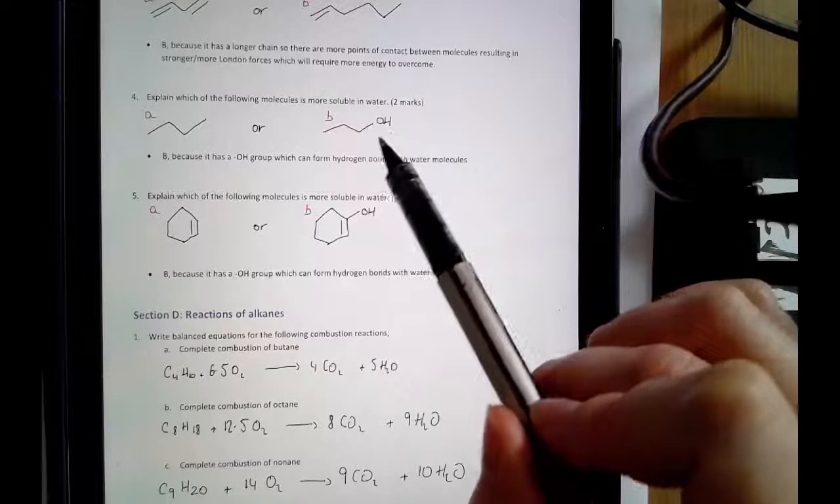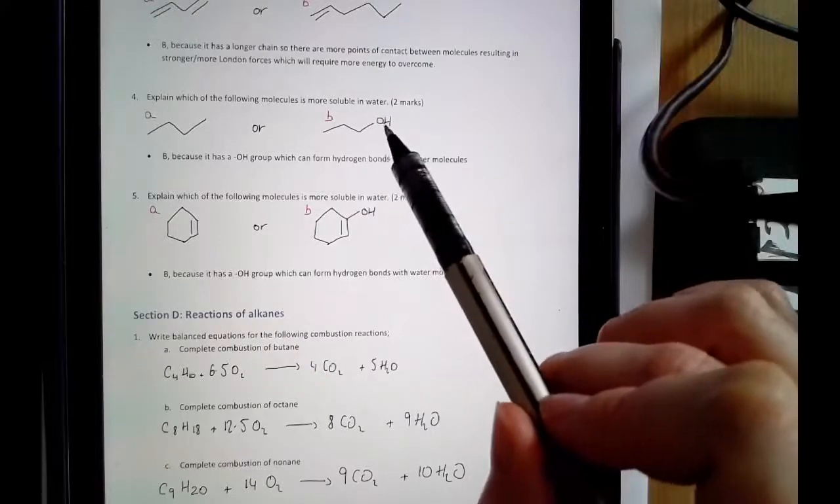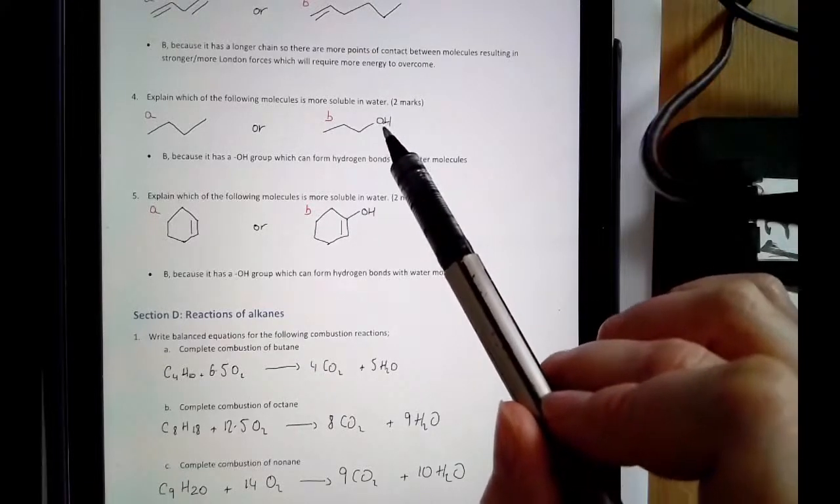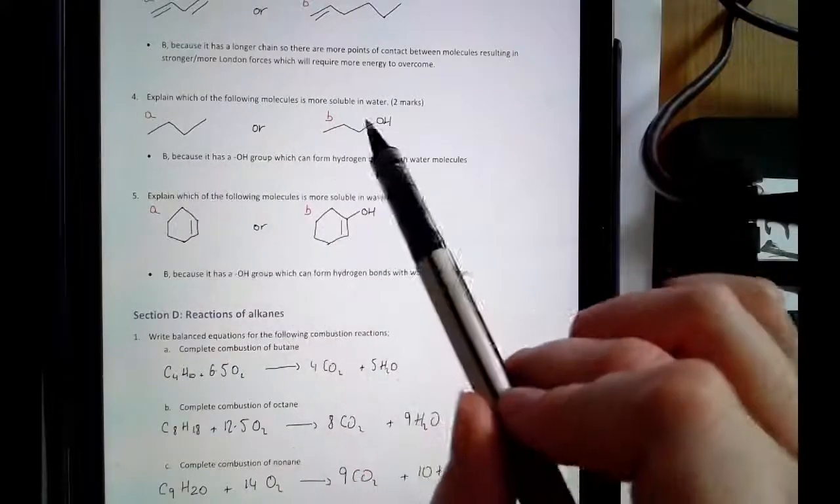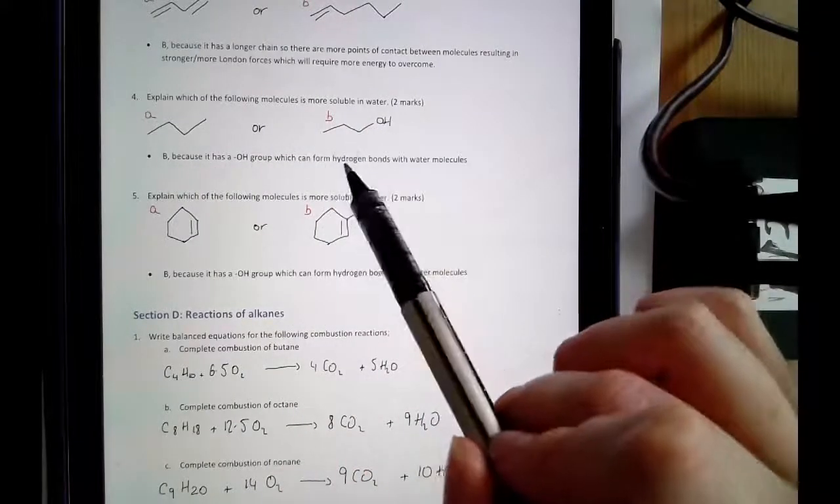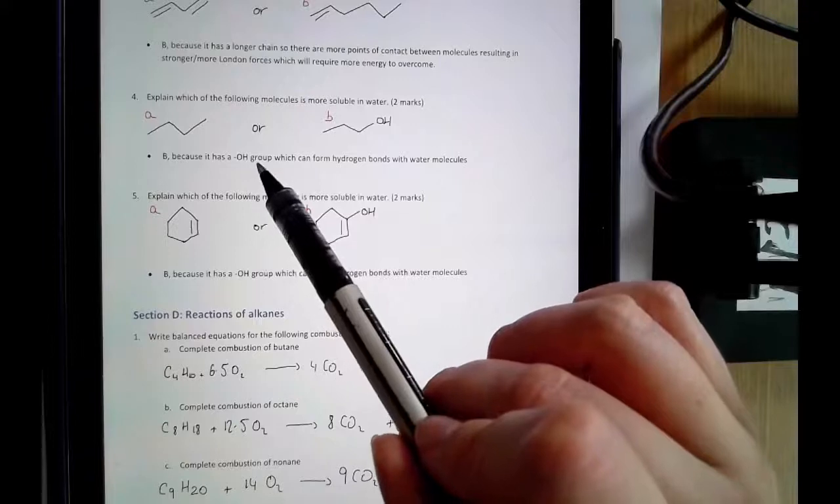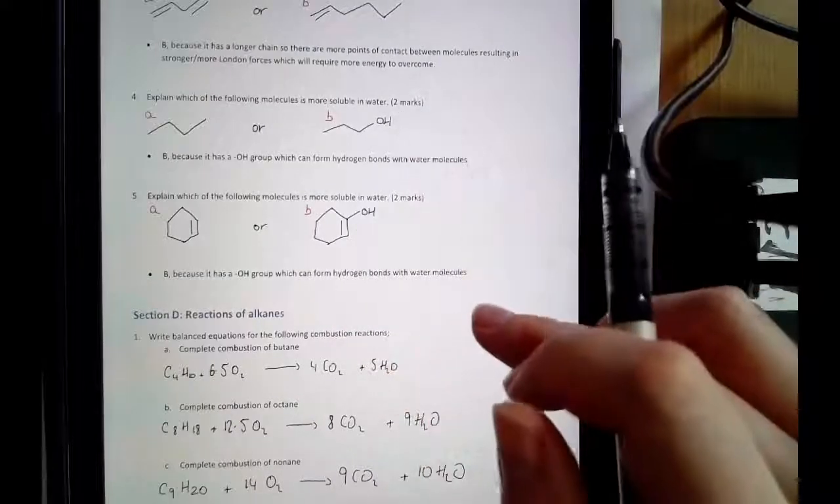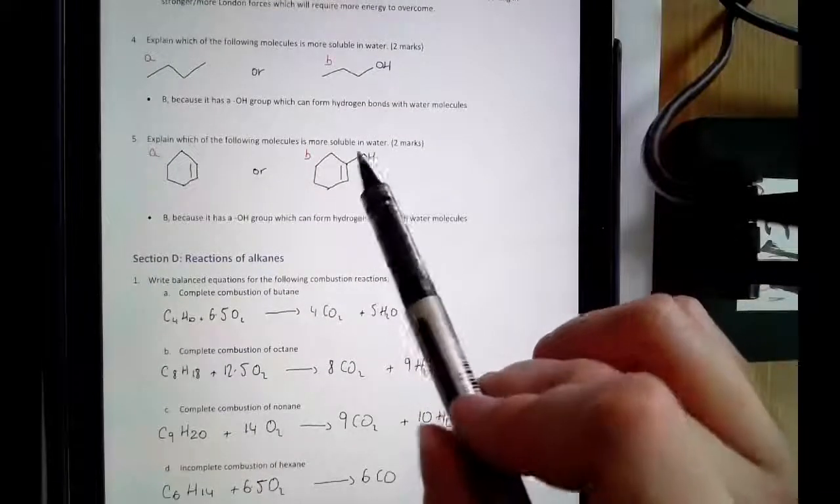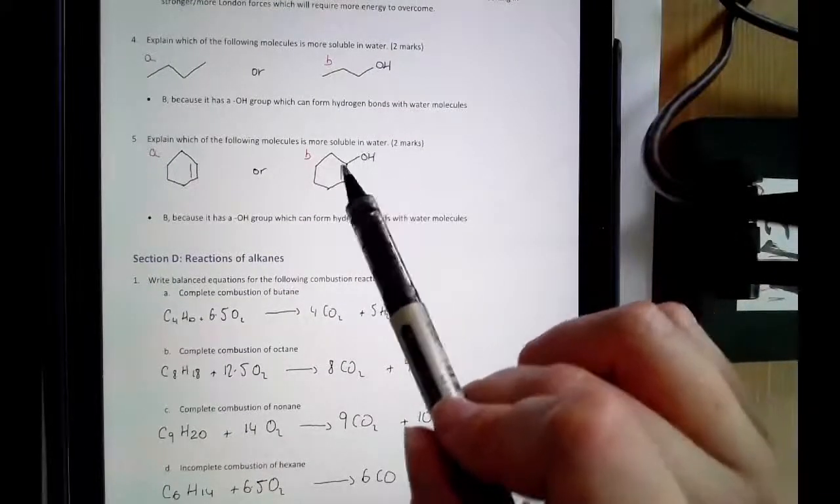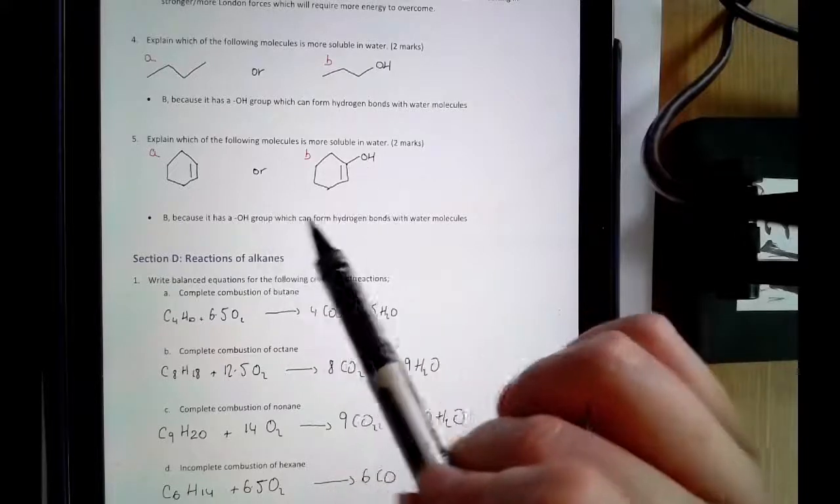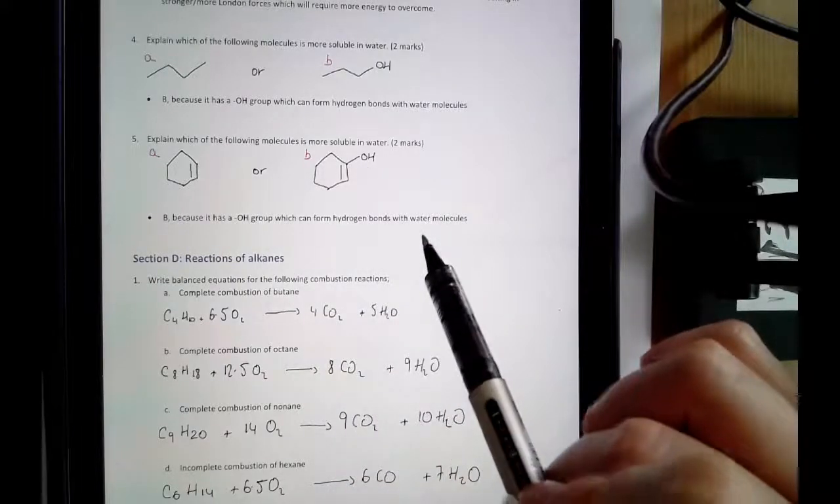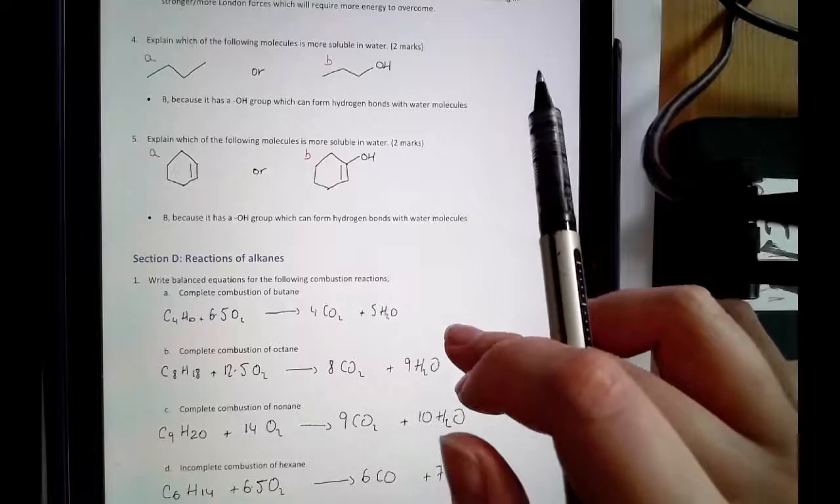4, we're talking about solubility. Okay, the presence of this OH group here means it can form hydrogen bonds with water, and that's going to make it more soluble. So B, you have to identify the group, the OH group, and then say why an OH group makes it more soluble, because it can form hydrogen bonds with water molecules. And then you've got A and B again. Sorry, the answer is B and B every time. B again has got the OH group. It can form hydrogen bonds with water molecules. So that's what you are focusing on.